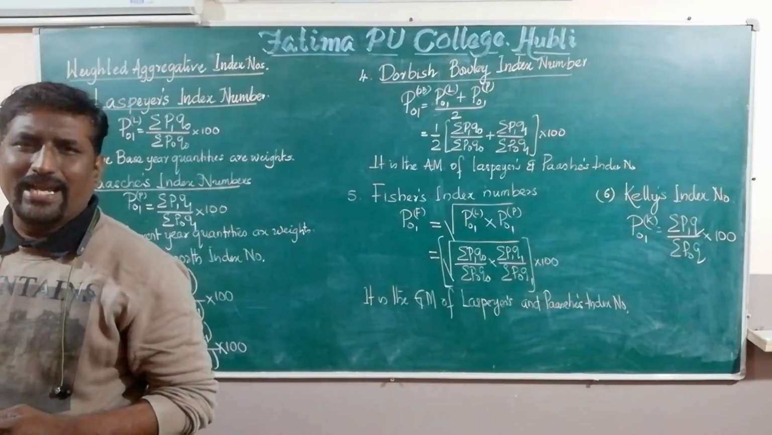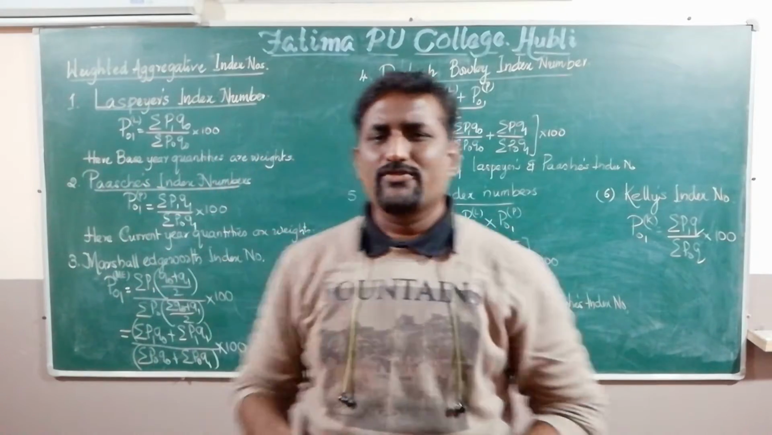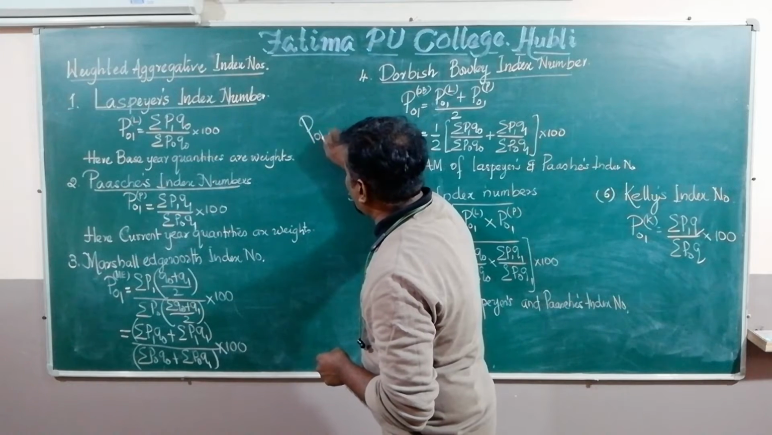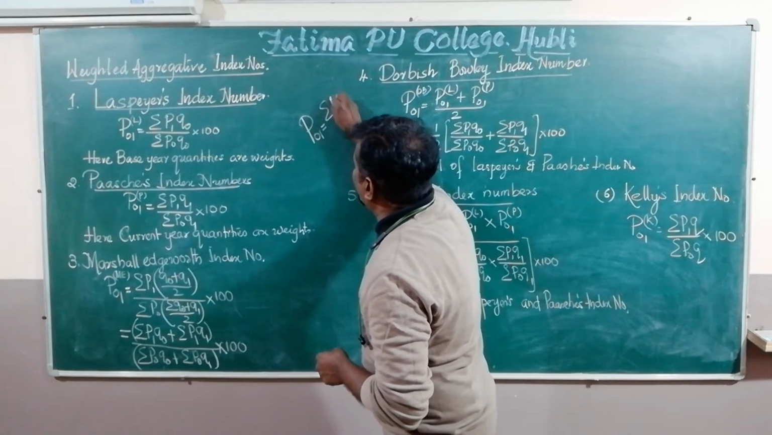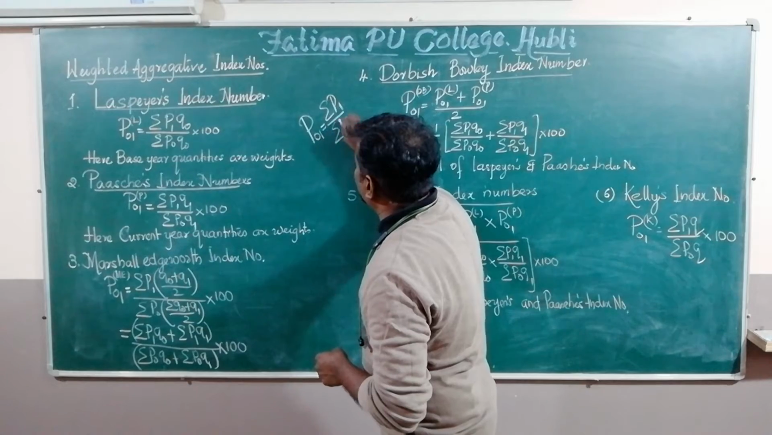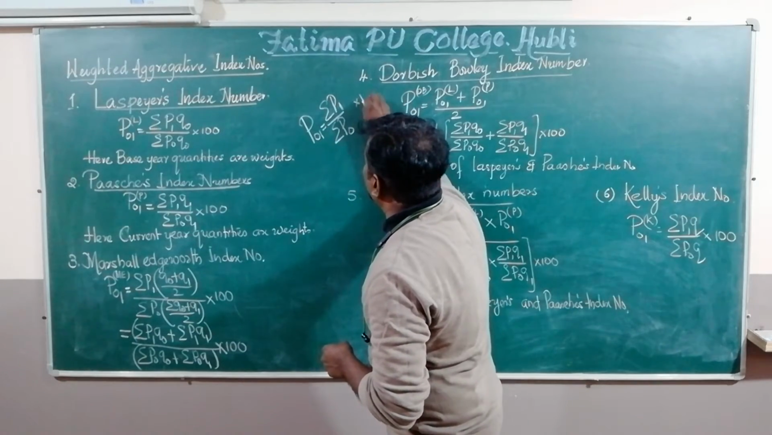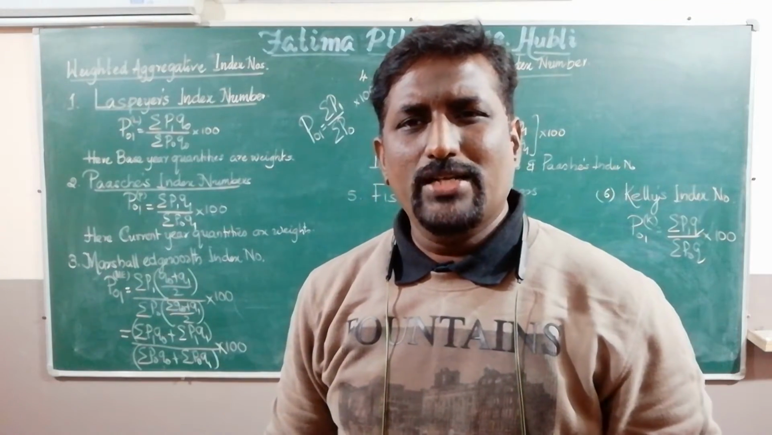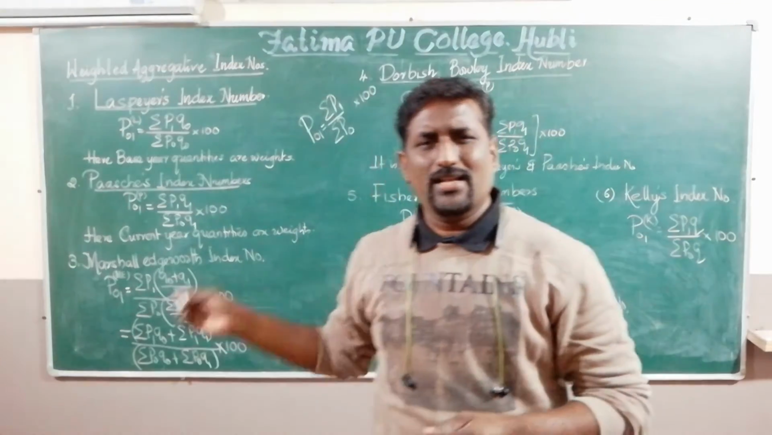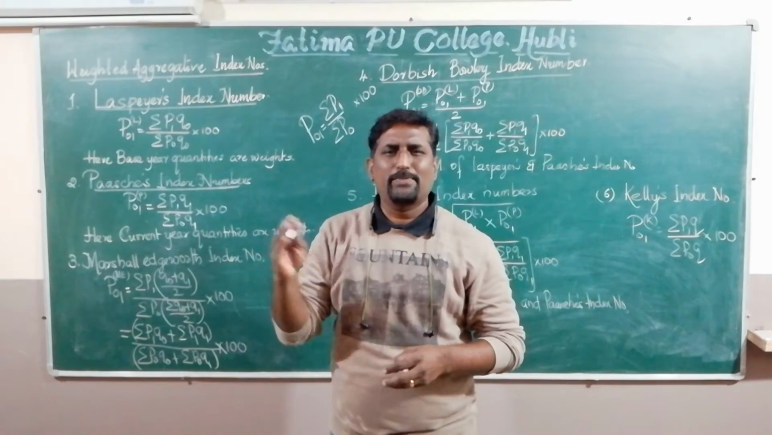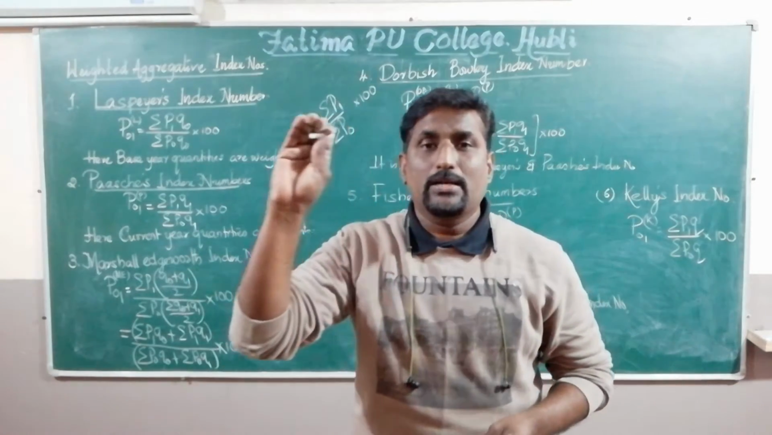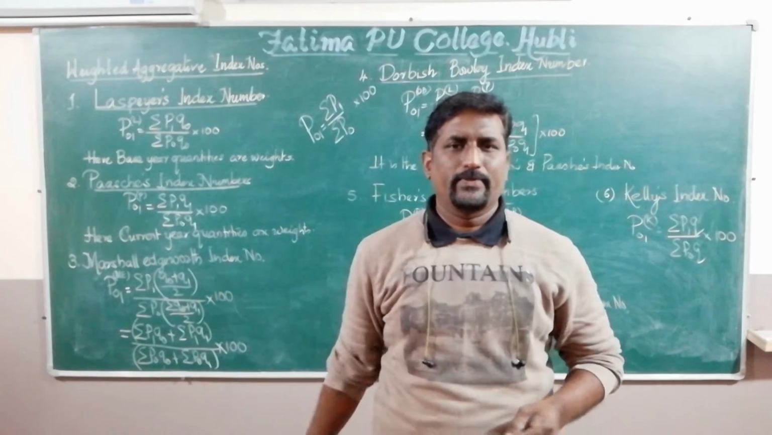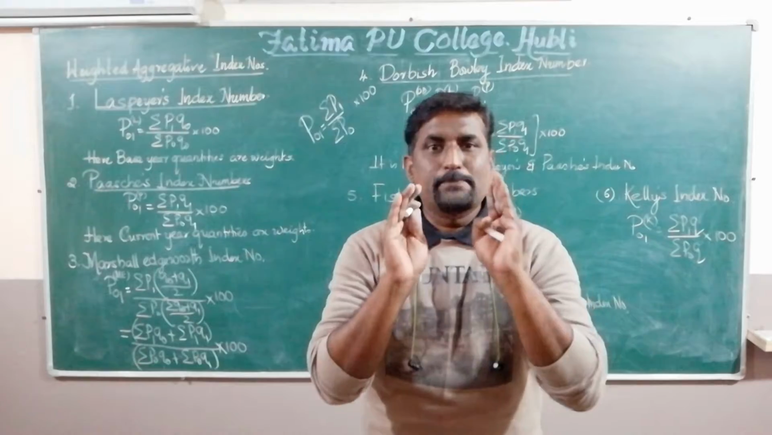When they say aggregative, you remember simple aggregative. What is the formula of simple aggregative? The simple aggregative formula is P01 is equal to summation P1 divided by summation P0 into 100. Is it right? In the previous class itself, I explained to you the simple aggregative formula, that is, current year prices total divided by the base year prices total into 100. Now, Laspeyres comes.